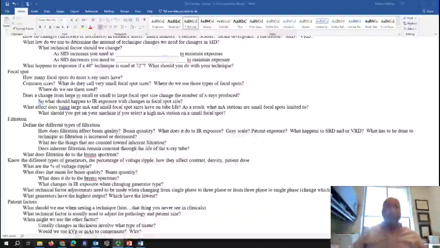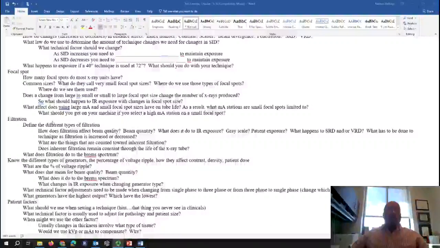So, let's see, what effect does using a large mA on small focal spot have on tube life? And that's kind of what I was alluding to. That would be that it would shorten the tube life. So as a result, your mA stations are usually limited to 200 mA or lower for small focal spot. If you try to use too high of an mA on a small focal spot, what you're going to get is tube overload, and it won't let you make that exposure.